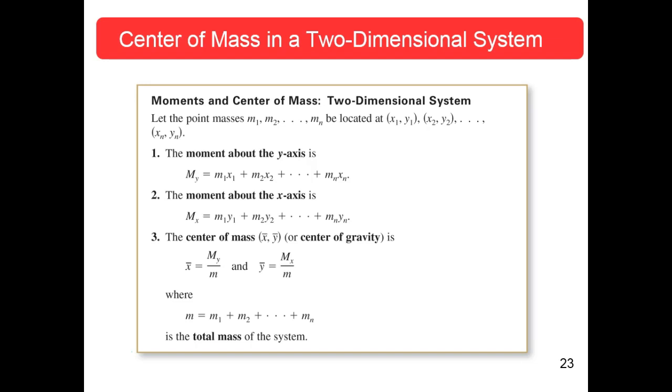Doesn't matter. The moment about the x-axis would then be simply m sub 1 y sub 1 plus m sub 2 y sub 2 plus up to m sub n y sub n. In this respect, I find referring to them as moments confusing because they're always the opposite.